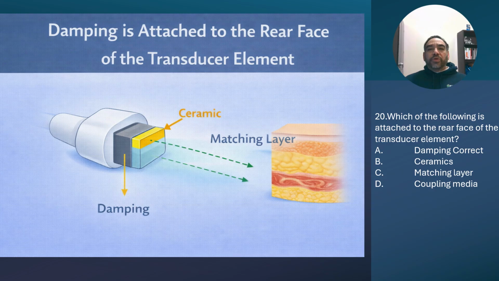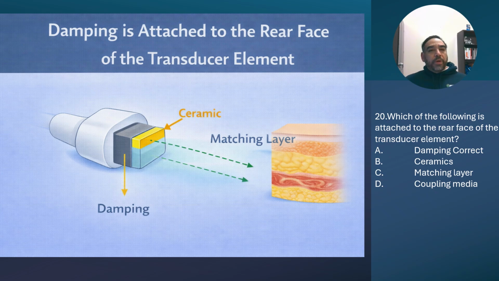And answer D was coupling media. So this is a gel, right? So it goes between the transducer face and the patient's skin. So again, this is just used to eliminate the air or any air pockets or just gaps. That's what I was thinking of, air gaps. And that would, things that would reflect almost 100% of the sound. So it's external, it's not part of the internal transducer construction.